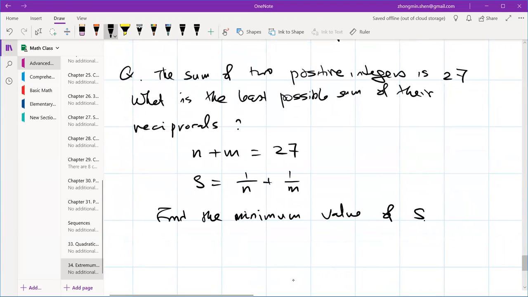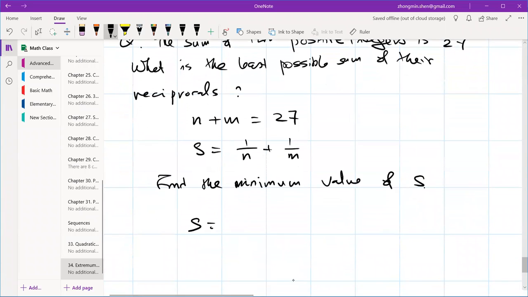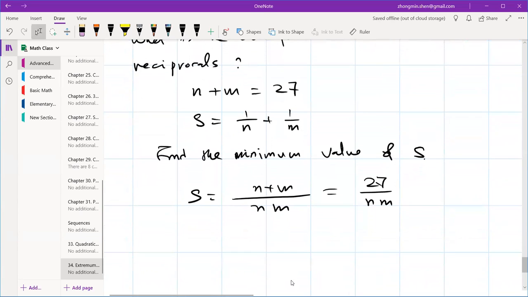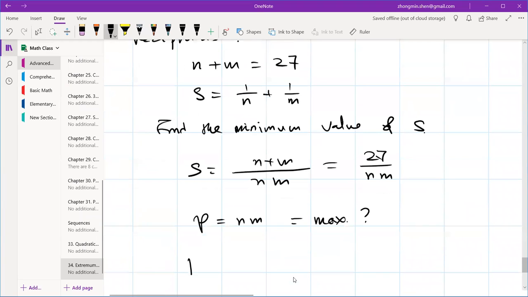In other words, you look at the sum, you add them together, okay? You will get the numerator, we already know that, 27. All you have to do is find the product of those two numbers. So let's call it P. We want to find the maximum value. If you have the maximum value for P, then you get the minimum value for S, right? It's in the denominator.